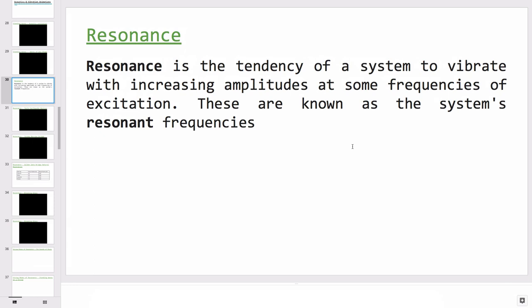All right, but here's a basic definition here. Resonance is a tendency of a system to vibrate with increasing amplitudes at some frequencies of excitation. These are known as a system's resonant frequencies. So, you know, we've all experienced this, I'm sure. If you've ever gone back and forth in the bathtub.